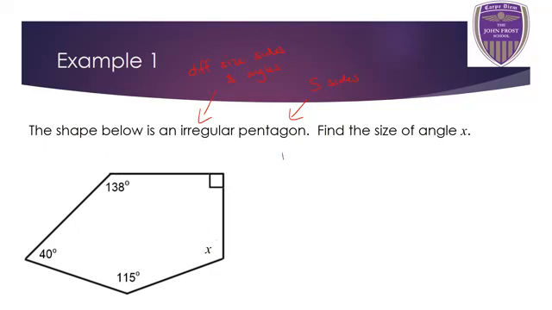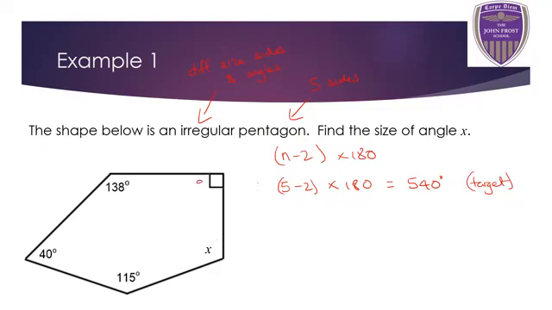What we need to remember for the questions today is our formula for interior angles of a polygon. It's always n minus 2 multiplied by 180, where n is the number of sides. For this shape, it's got 5 sides. So 5 minus 2 times 180 is 540 degrees. Every pentagon, whether it's regular or irregular, is always going to add up to 540 degrees. That is what we call our target for this shape.